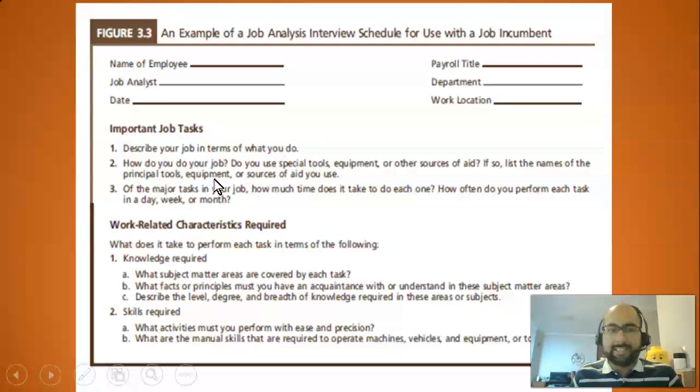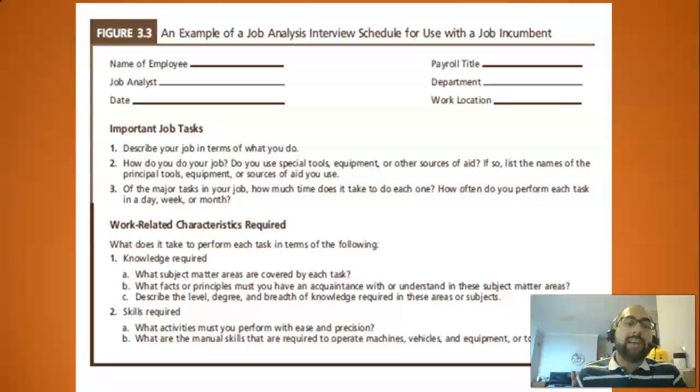Asking about data. How do you do your job? Do you use special tools, equipment, or other sources of aid? Things, yeah? How long does it take to do each job task? Then you can also ask more specifically about KSAOs, about job knowledge. What subject matter areas are covered by each task? What facts or principles must you have an acquaintance with to do well? Skills, what activities must you perform with ease and precision? So on and so forth.